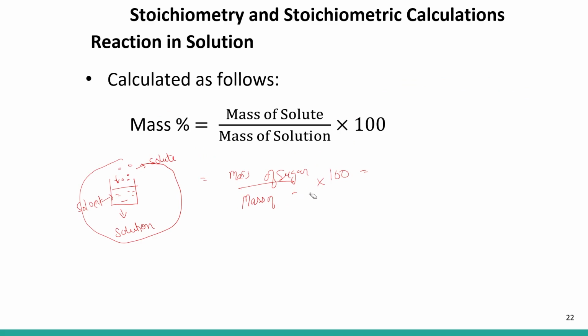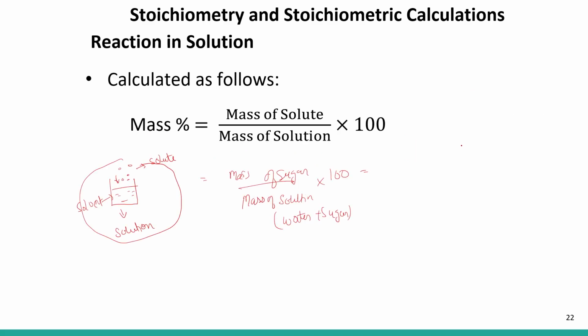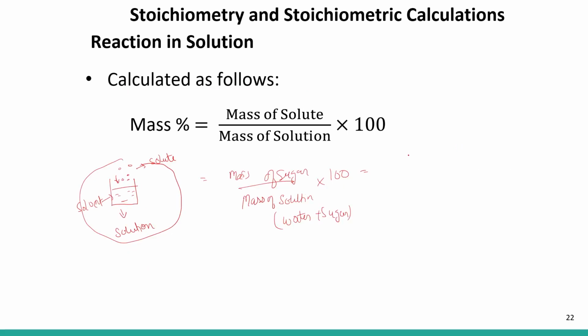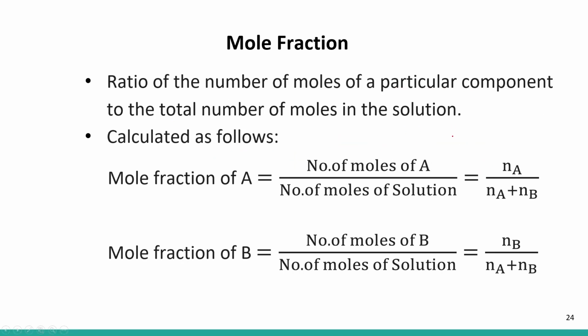I have written it here wrong, you can correct it. It is the mass of solution, that is the mass of water plus sugar. So it will be 18 plus 2, 20. 2 by 20 into 100, which is 10%. So this solution is 10% by weight. This is a way of expressing mass percentage. We don't simply say 10%, but instead we say 10% by weight. That means substance A is present at 10% by weight in water, or in the solution more particularly.